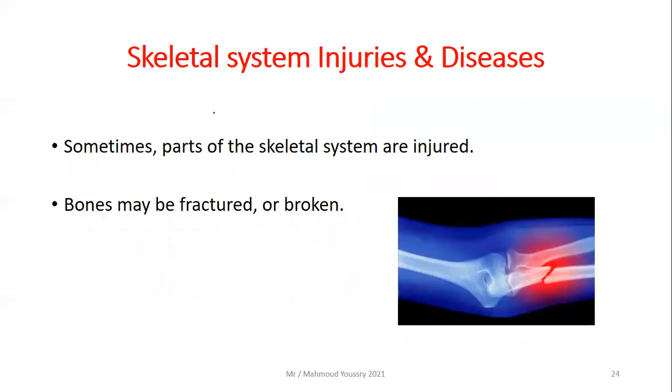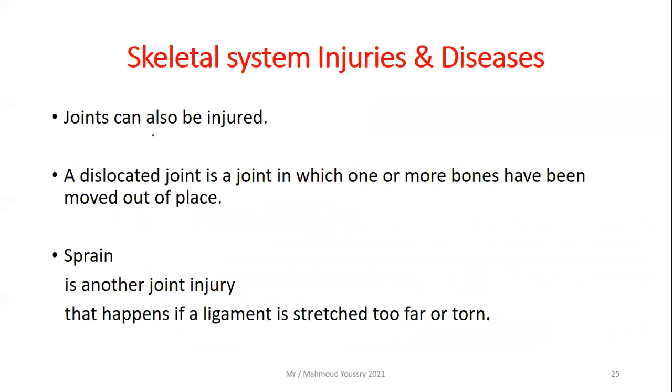Okay, then we move to skeletal system injuries and diseases. This is a very important part. Sometimes parts of the skeletal system are injured. Bones may be fractured or broken, like this bone right here. Joints can also be injured in a dislocated joint. This is when the bones in a joint separate from each other.